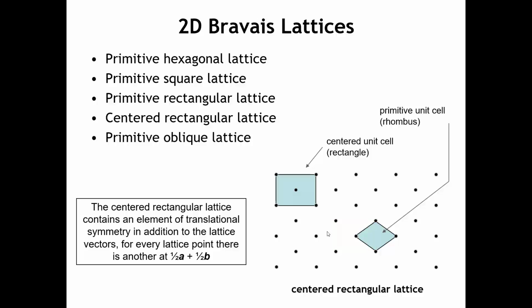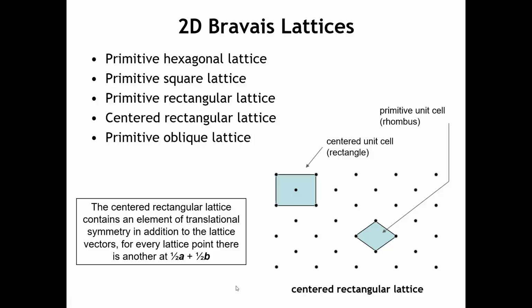And we have a choice of how we want to define the unit cell. We can use what's called the primitive unit cell, which is a rhombus, or we could use this larger rectangular unit cell that has a lattice point at the center. And this is called the centered unit cell. The area of the centered unit cell, because it contains 2 lattice points, is going to be twice that of the primitive unit cell.